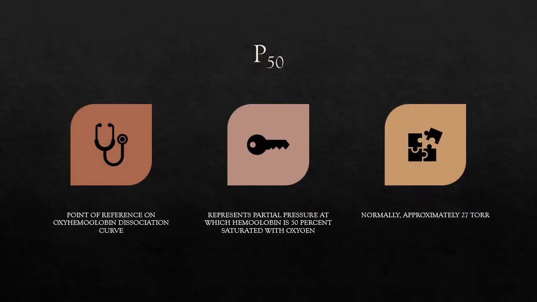Hey everybody, so I want to talk about the P50. This is a really important point of reference on the oxyhemoglobin dissociation curve. Remember that P50 is just a point of reference. It's a marker on the curve, and what it represents is the partial pressure at which hemoglobin is 50% saturated with oxygen. Normally, this is a PO2 of 27 torr on a normal oxyhemoglobin dissociation curve.